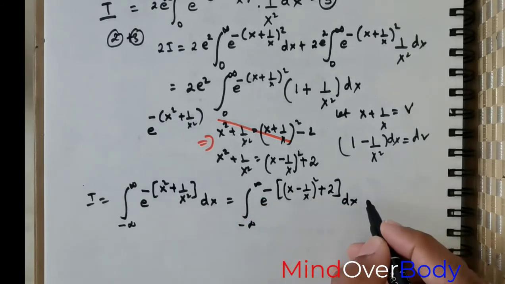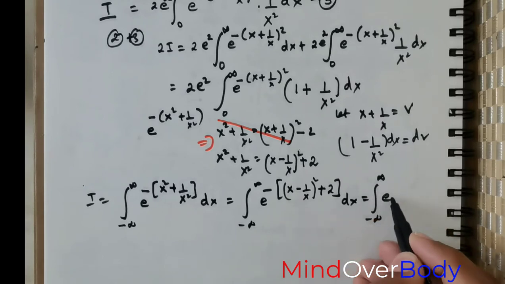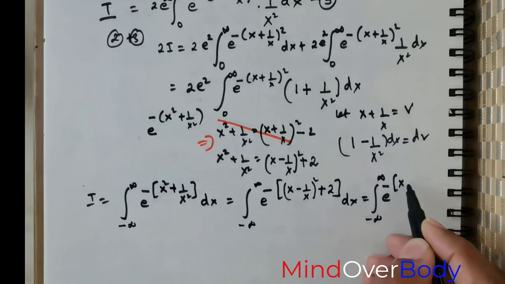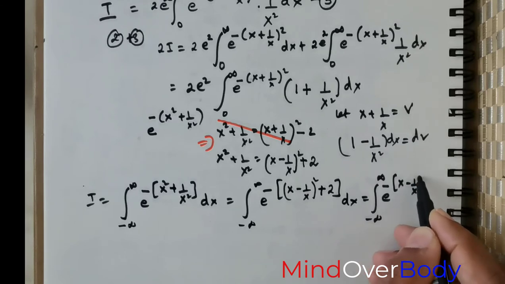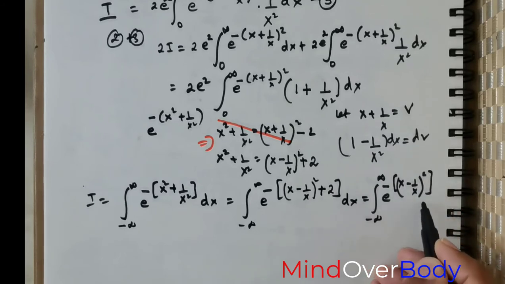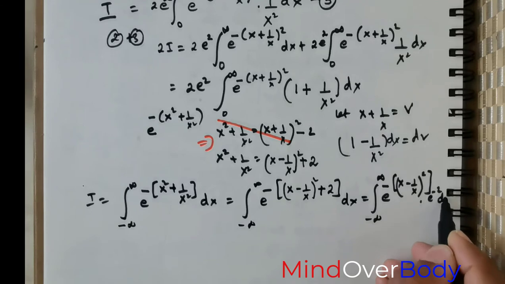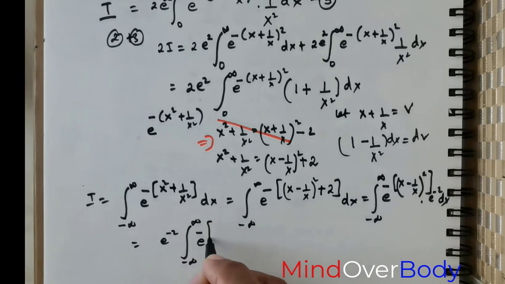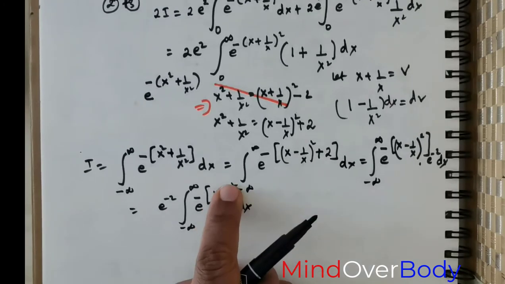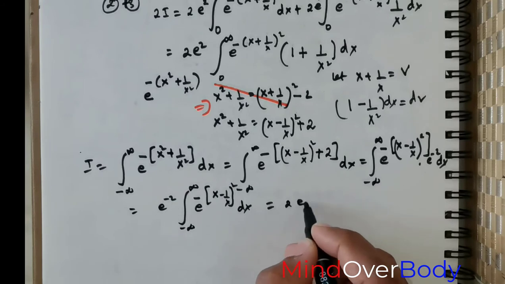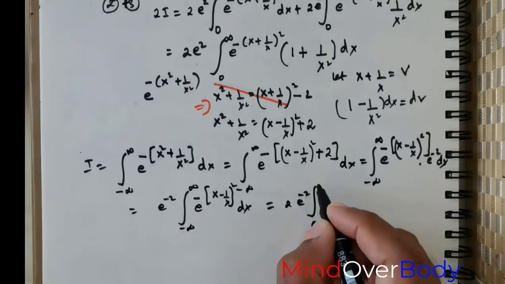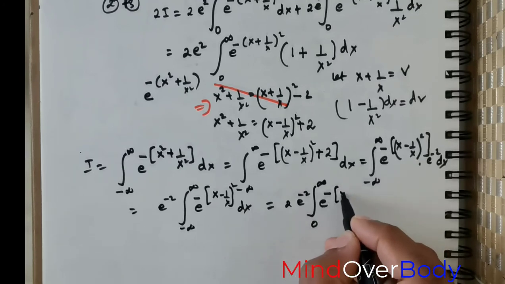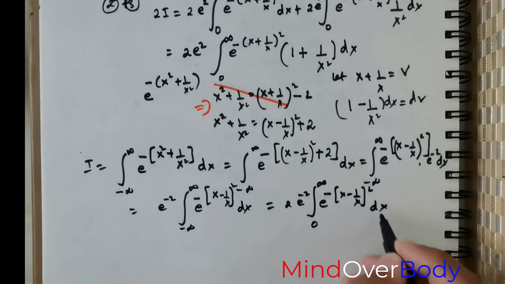So if I were to rewrite this, I would have the integral from negative infinity to infinity of e raised to the power of negative of x minus 1 over x, raised to the power of 2, times e raised to the power of 2, times dx, right? So this is going to be e raised to the power of 2 times the integral from negative infinity to infinity of e raised to the power of negative of x minus 1 over x raised to the power of 2 times dx. Now this has got a 2 there, so it's an even function. So I'm going to rewrite this as 2 times e raised to the power of 2 times the integral from 0 to infinity of e raised to the power of negative of x minus 1 over x raised to the power of 2 times dx. So that's fair enough.